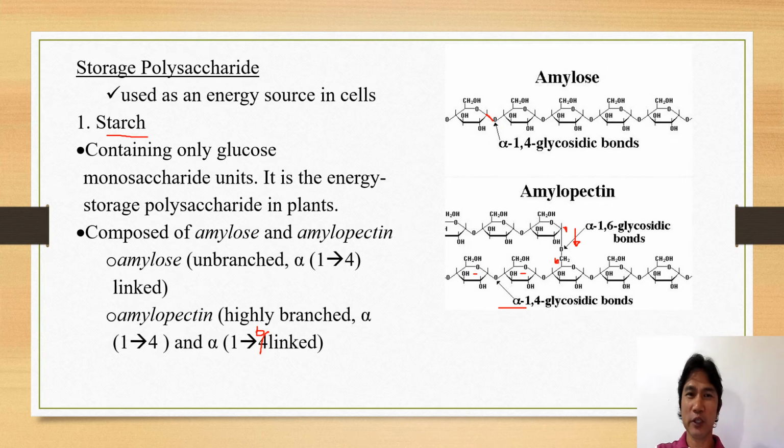Okay, so when we eat starch, the starch is broken down in the small intestine, and once it is converted to glucose, the glucose will be absorbed by the cell.